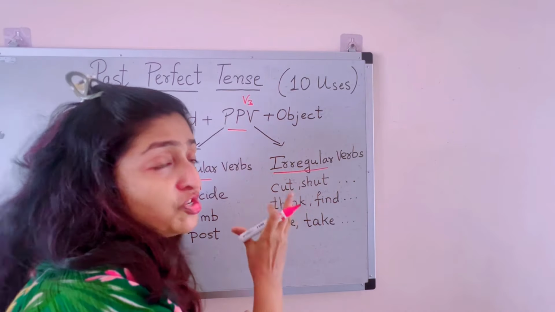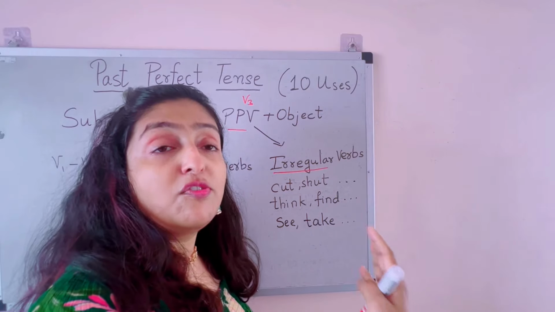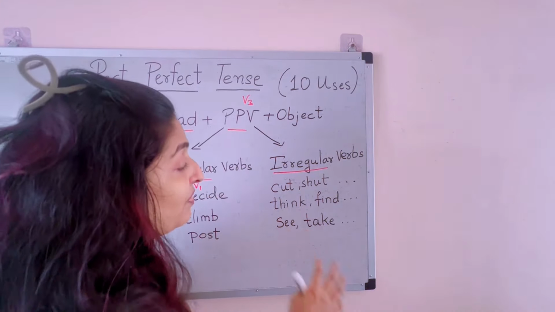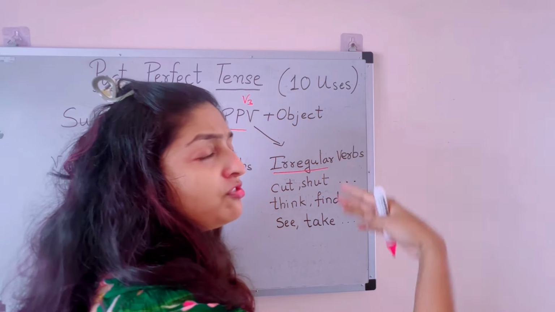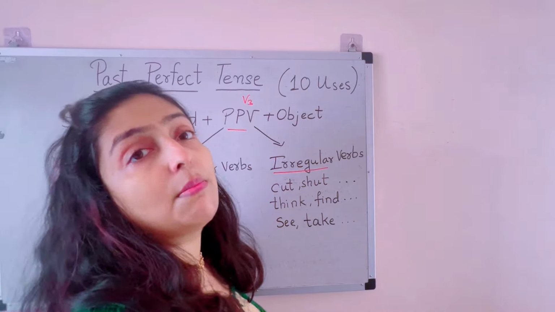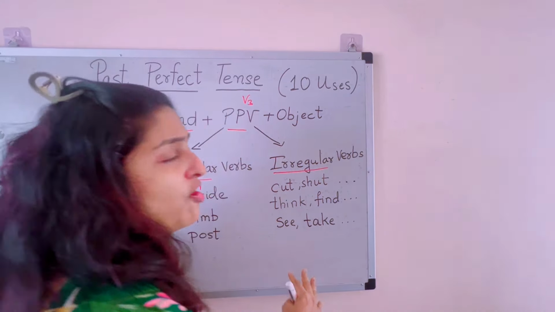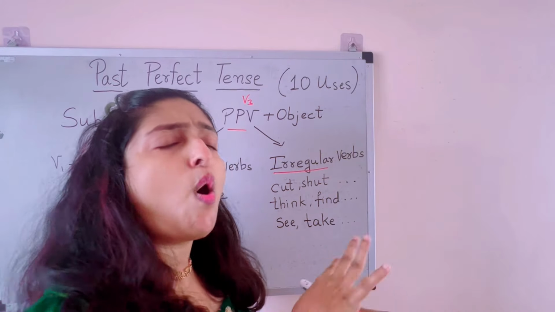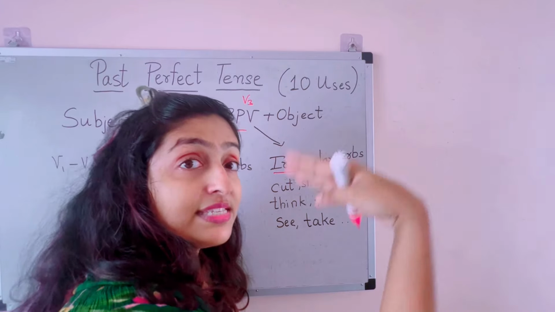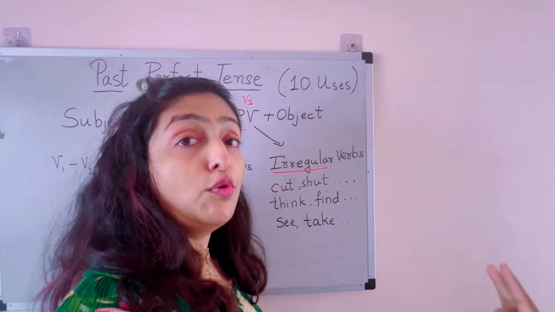The second category of irregular verbs is where V2 and V3 remain the same. They have the same spelling. For example, think, thought, thought; find, found, found. The third category of irregular verbs is where V1, V2, V3 all have different spellings. That is see, saw, seen; take, took, taken; fly, flew, flown.